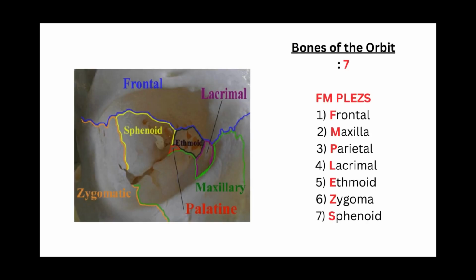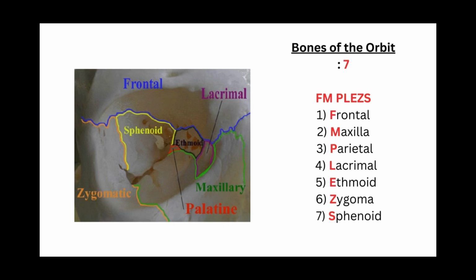So another important thing is the bones of the orbit. I know I'm saying everything is important because I've just taken important things only for these slides. I just feel like these are very important to remember. So the bones of the orbit, there are 7 bones, and this mnemonic is FM, please. F is for frontal, and M maxilla, parietal, lacrimal, ethmoid, zygoma, and sphenoid. So these are the 7 bones which actually form the orbit. That's the only thing we need to remember from the cranium portion.